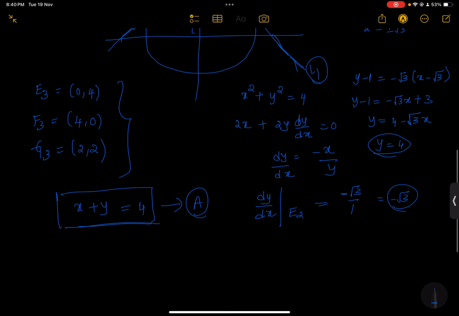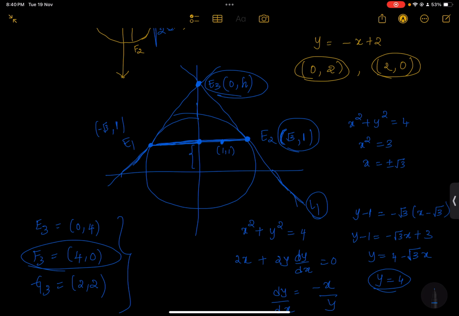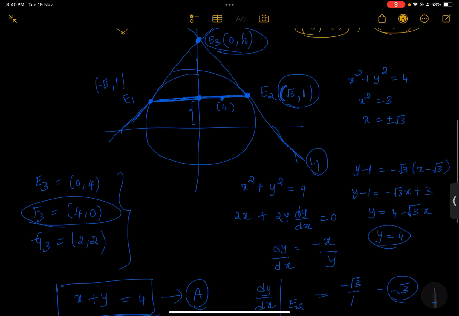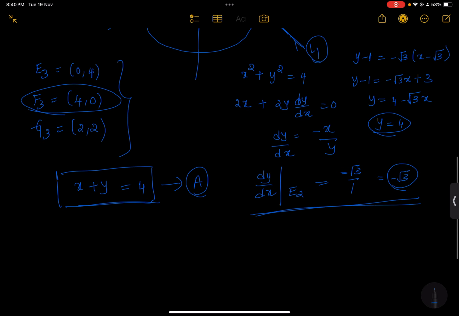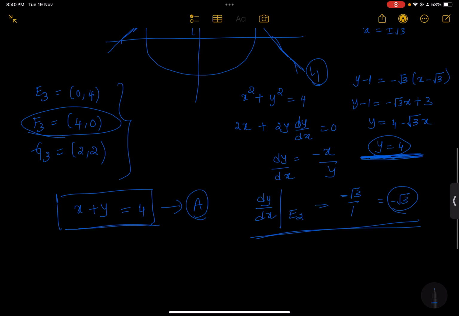To find F3, you can follow the same steps. You can find the slope at F1 or F2, and then you can find the equation of the tangent passing through F1 or F2, since you have a point and slope. And in a similar way, you can find the value of x at which the tangent intersects the x-axis.